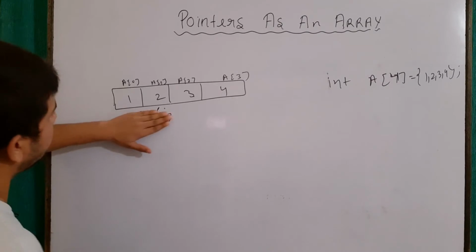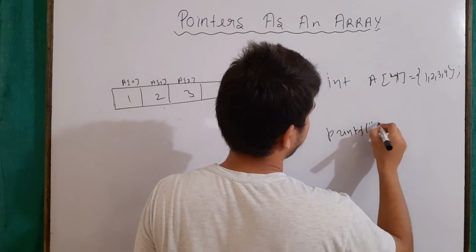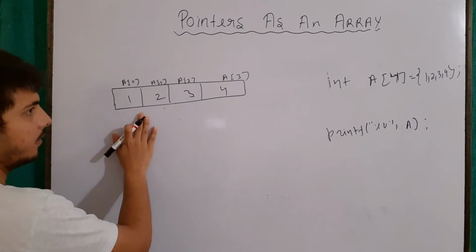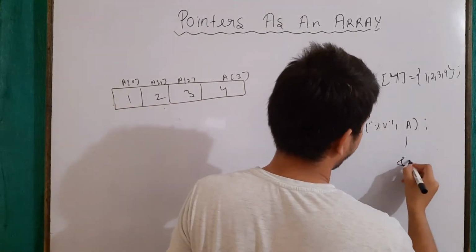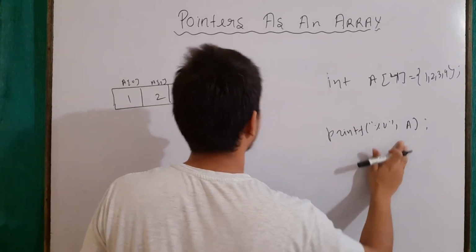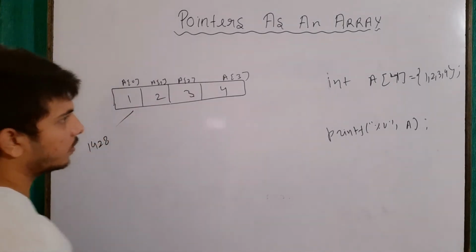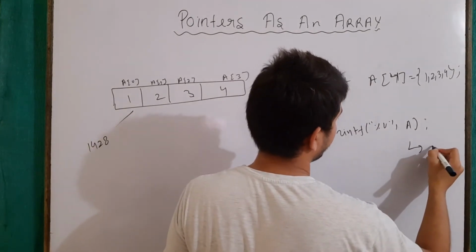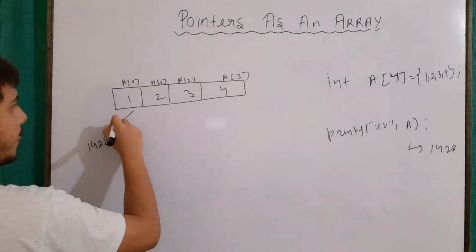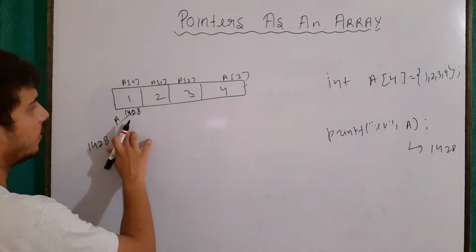But if we neglect this here and simply write printf("%u", a), it will also give me the base address of this array. Either I can write a or &a[0]. Both give me the base address of this array. So let's say the base address was 1428. If I write printf("%u", a), it will give me 1428. So this was our base address for this array.